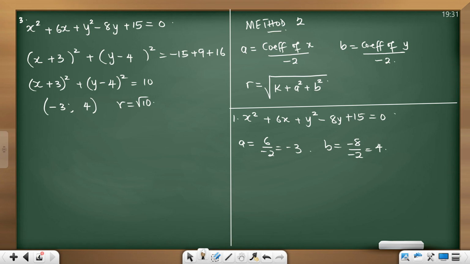What about R? What's my K? Negative 15 plus negative 3 squared. Let me write that. And 4 squared. And if you notice, that's exactly what I have here.